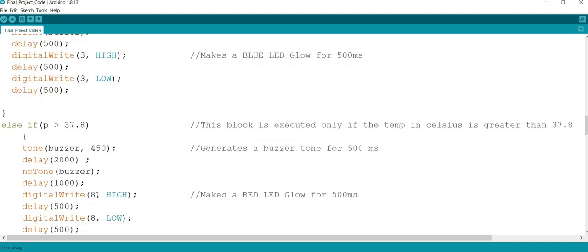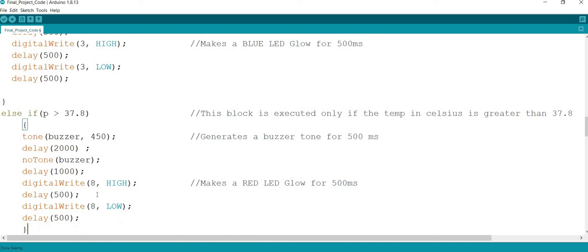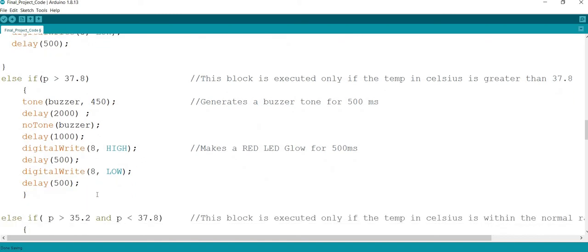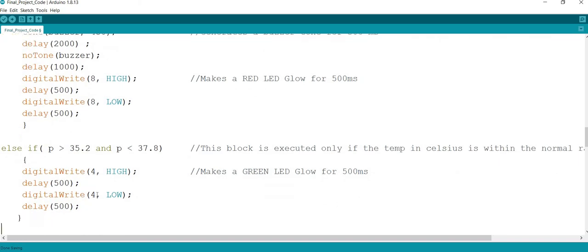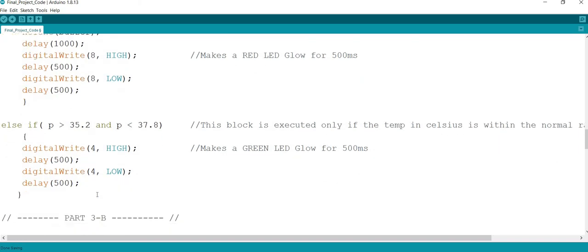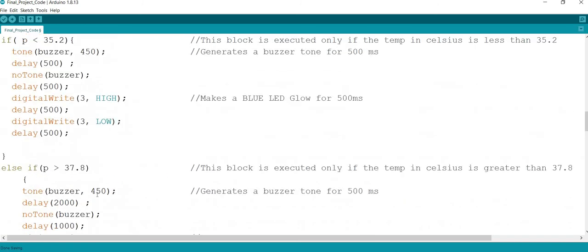So the LEDs basically tell you whether it is high or low, and the buzzer tells you whether it is normal or not. And if the temperature is normal, everything is fine. It will make the green LED glow for 500 milliseconds, which signals you that your temperature is good. So up until this point, this is basically recording the temperature, displaying it on the screen, and then signaling to the user if the temperature is right or not.